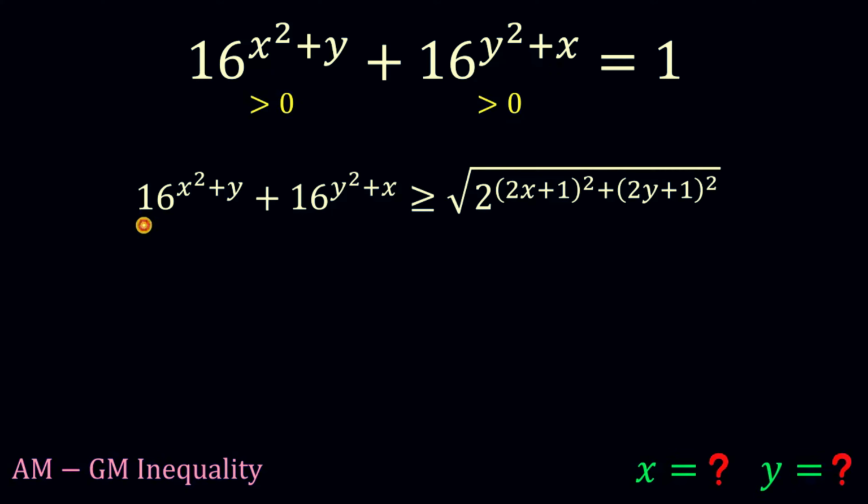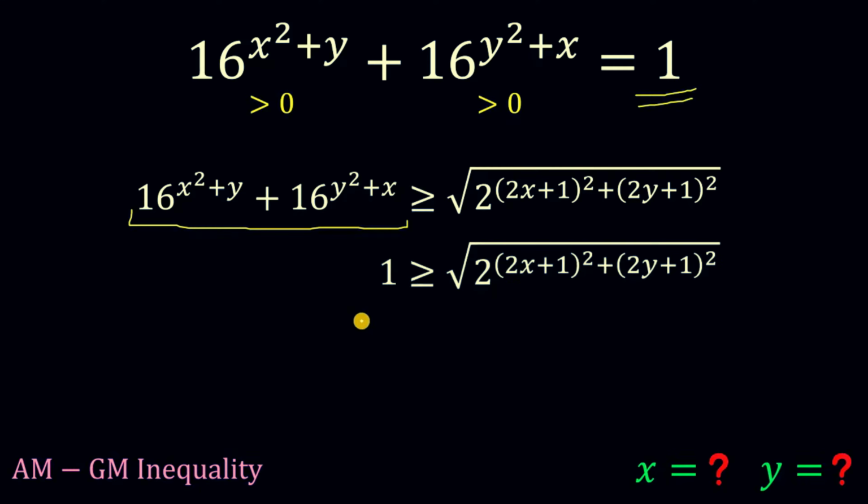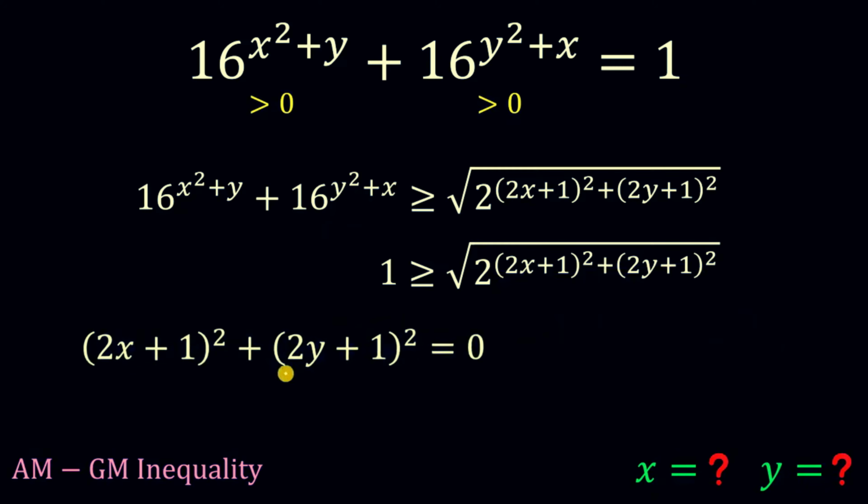Now, from here, notice that we know the value of 16 raised to the power of x squared plus y plus 16 raised to the power of y squared plus x. This is just 1, so we can replace this with 1. And now, if we want 1 to be equivalent to the square root of 2 raised to the power of 2x plus 1 squared plus 2y plus 1 squared, the exponent of 2 must be 0. To make it equal to 1, the exponent of 2 must be 0. And from here, we can now solve for the values of x and y.